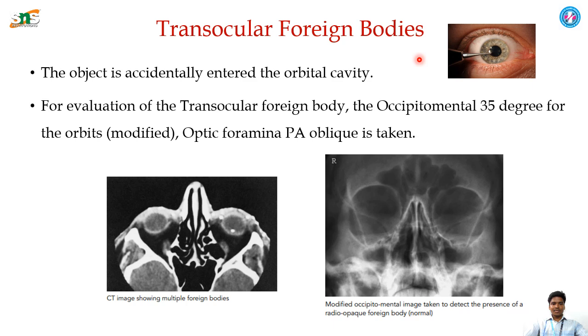Transocular foreign bodies, where the object accidentally enters the orbital cavity. For evaluation, the occipitomental 35° for the orbits modified view and the optic foramina PA oblique view are taken. The CT image showing multiple foreign bodies present in the orbital cavity and the surrounding soft tissues. The modified occipitomental 35° view showing a normal radiographic view.